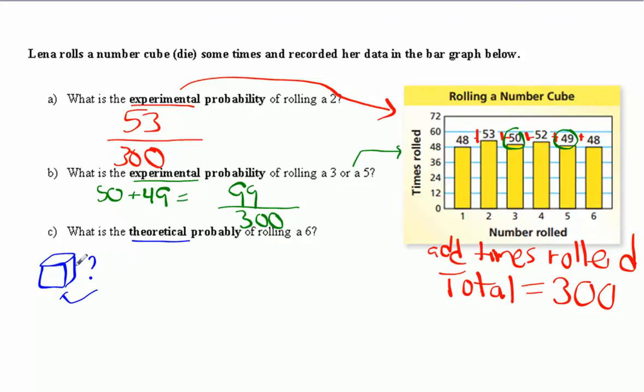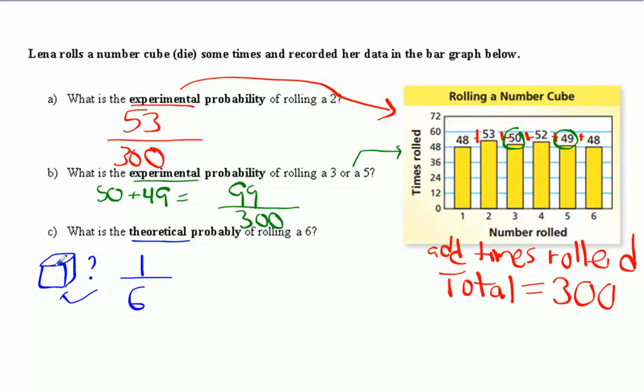So rolling a 6, there is how many 6s on this die? 1. Out of how many possible sides that could have rolled? 6. And that's it. So you see the difference between the experiment, me looking at a chart or a graph for information, and theoretical probability, where I just think about the situation in my head. I look at a die and I say, okay, if I had to roll it one time, what would happen? If I flipped a coin one time, what would happen? If I spun a spinner one time, what would happen?